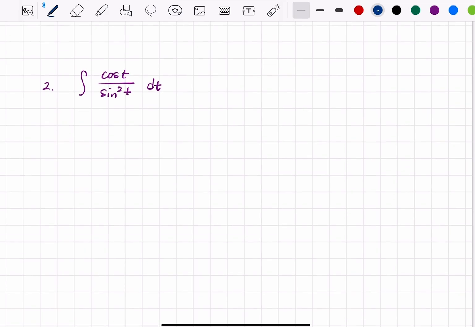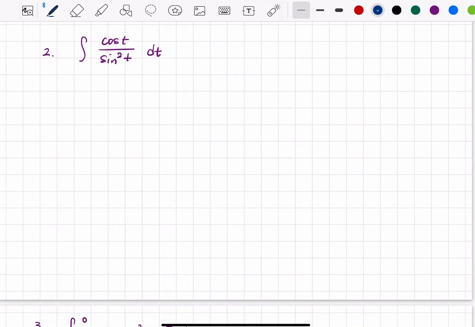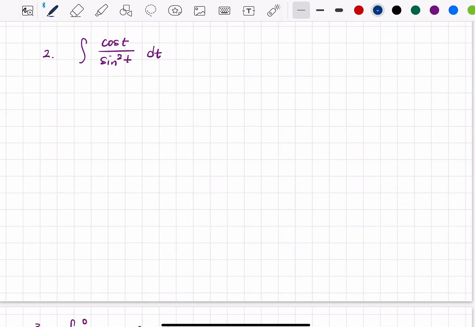Now let's try a second one. The second one, we have sine and cosine functions. This one is a little bit harder to see the inner and outer function, but we know that for sine and cosine, the derivative of one is the other. So it is easier and makes sense to set the bottom one as the u. And in fact, this one, sine squared t, is actually sine t, the quantity squared.